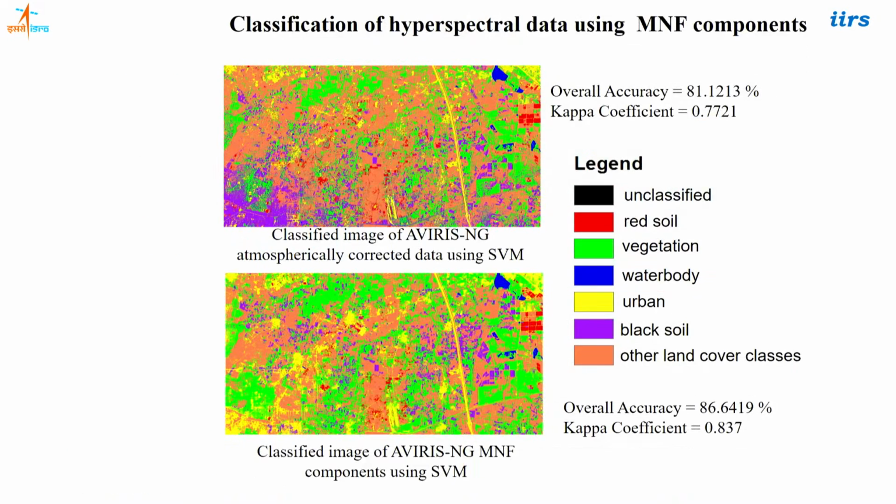So here we tried to classify red soil and black soil with the help of reflectance data and with the help of MNF based component data. In this case, there was confusion between red soil and black soil, which was overly classified. But when we use this MNF component data for classification, red soil and black soil got classified properly.